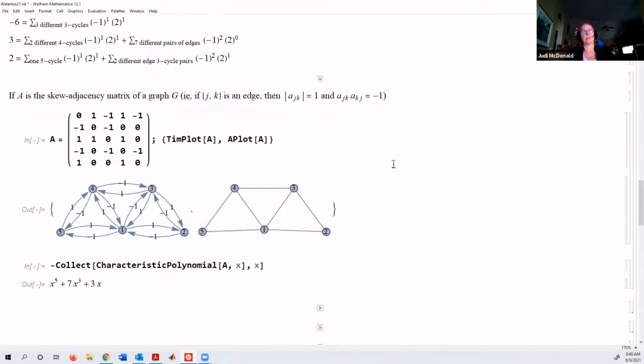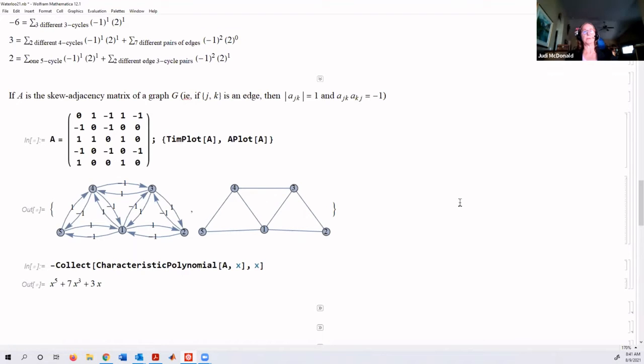And the idea with a skew adjacency matrix is that instead of weighting the edges 1 and 1, I'm going to weight the edges 1 and -1. So every time I've got an edge in my regular graph, in my digraph, I've got 2 edges, 1 in each direction, and the game is to always pick one to be 1 and the other one to be -1. So the absolute value of a_jk is always 1, and the product of a_jk with a_kj is -1. And whenever there's not an edge, we're just going to throw a 0 into our matrix.